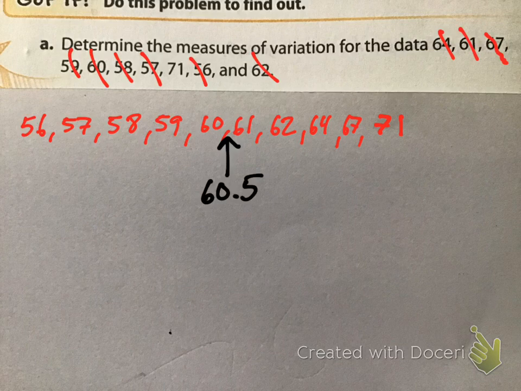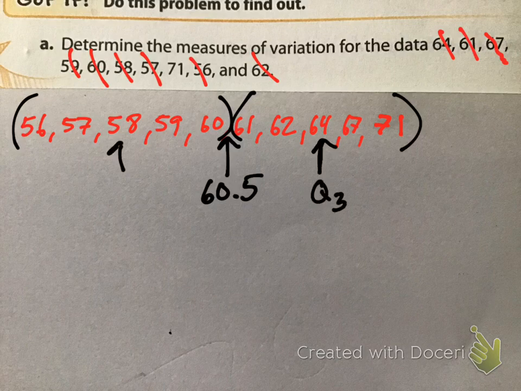Now let's find our quartiles. So we've now split it into this set and this set. This one makes it easier. That's only got 5 numbers. So here we've got our Q3 and here we've got our Q1.